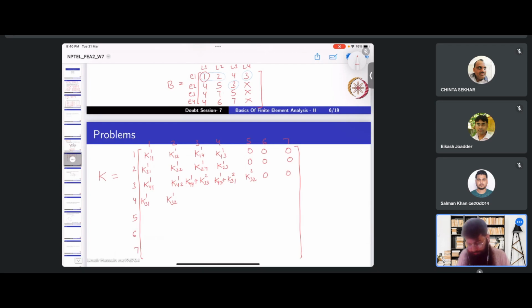Now 43. 43 is also connected in two elements, first of all element 1, then element 2. So for element 1, 43 means 34, and for element 2, 43 means 13.